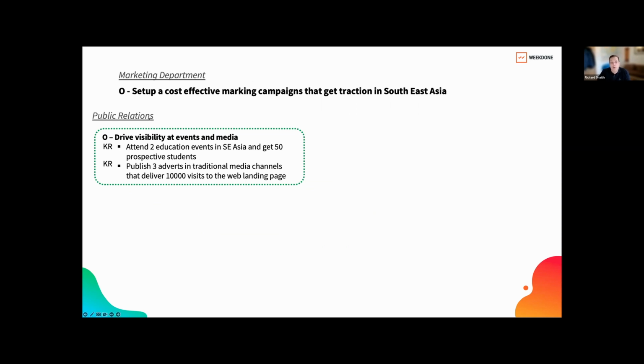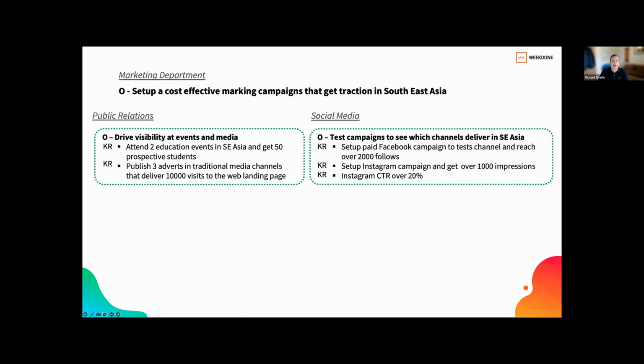So the public relations team has said, right, okay, visibility, events and media, and we're going to attend two events and get 50 prospective students, and we're going to publish three adverts in traditional media channels that deliver 10,000 visits to our webpage. So basically, we're going to put ads into some traditional media outlets and see the visitors coming to a particular landing page and measure the success of that.